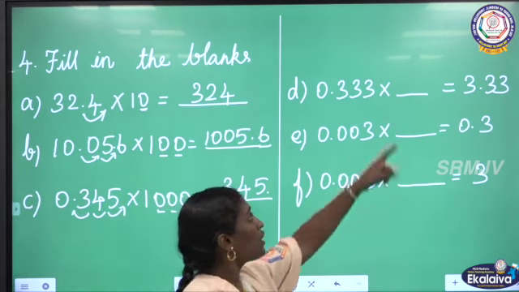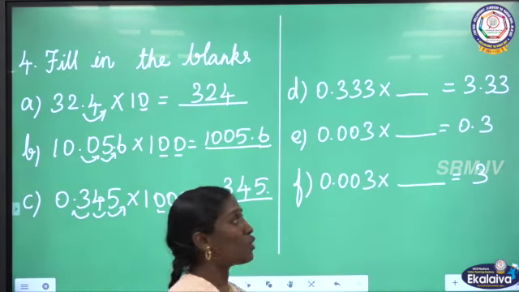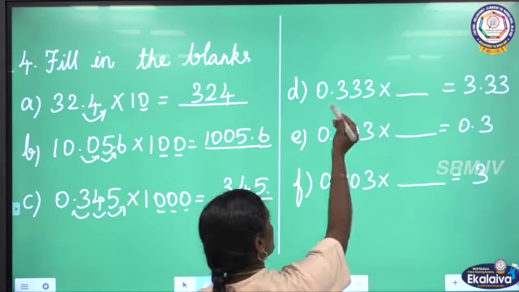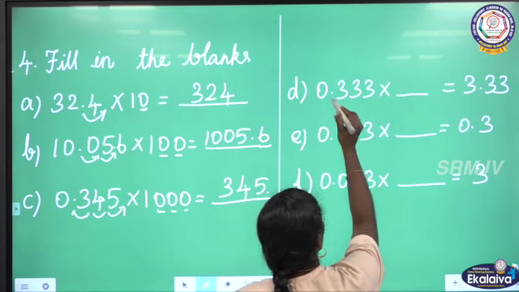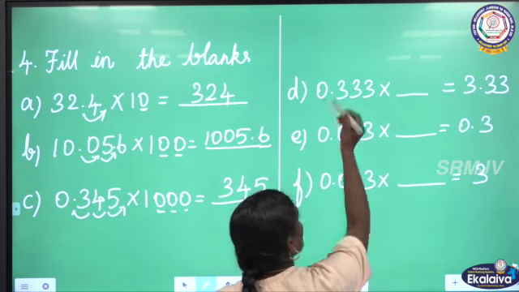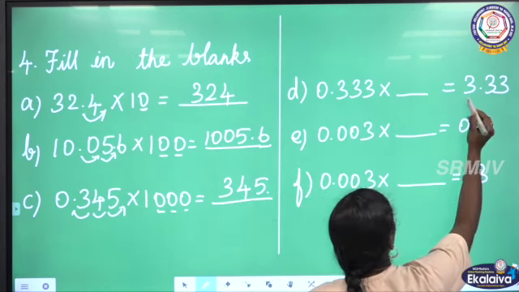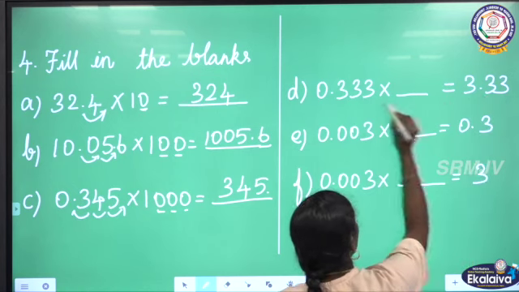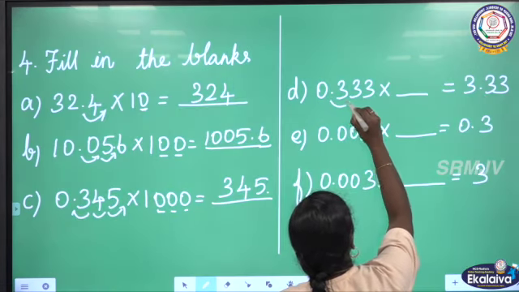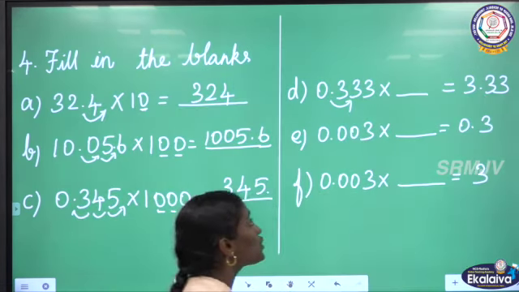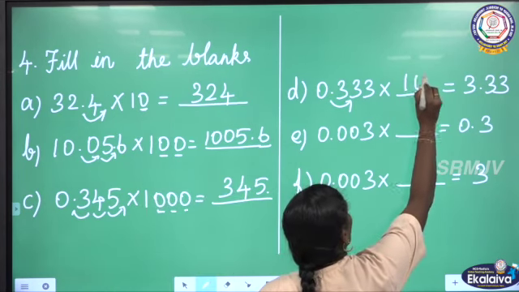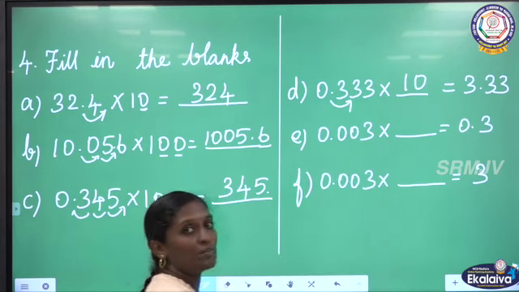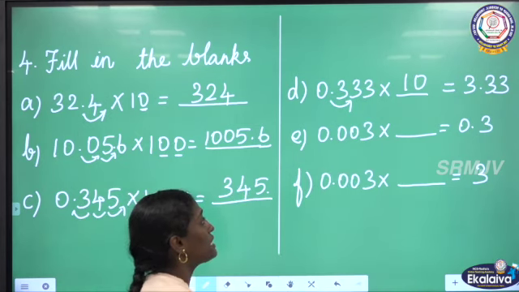Here we are going to find out by which number we have to multiply. For that we have to check the question and the answer. In the question, the decimal point is in between 0 and 3. Here the decimal point is between 3 and 3. The decimal point moved one place to the right. So we have to multiply it by 10. One place means we have to multiply it by 10. So the answer is 10.